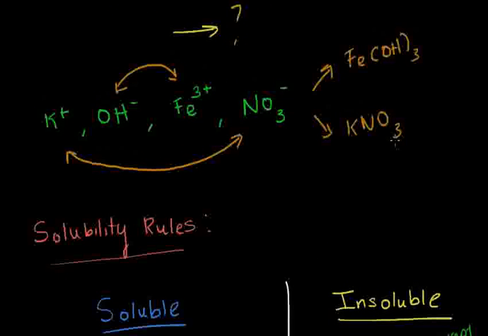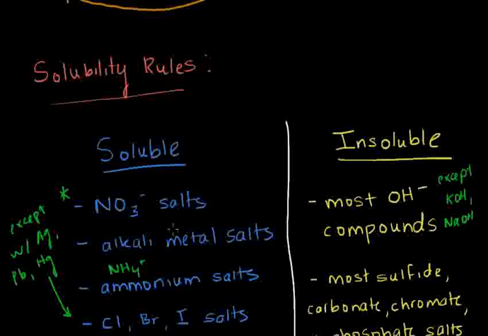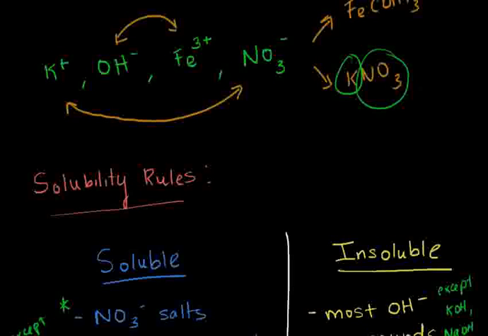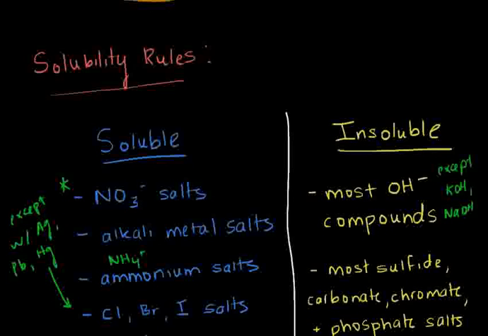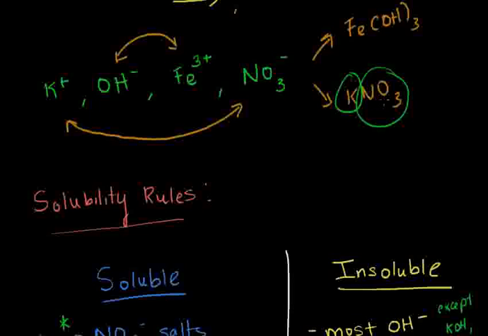Here we've got potassium nitrate. So potassium, we know, is an alkali metal, so that's one rule telling us it's soluble. We've also got nitrate here, and we know, as I just said, most nitrate salts are soluble. So we can probably say that potassium nitrate is not the precipitate, and so these two ions are spectator ions.